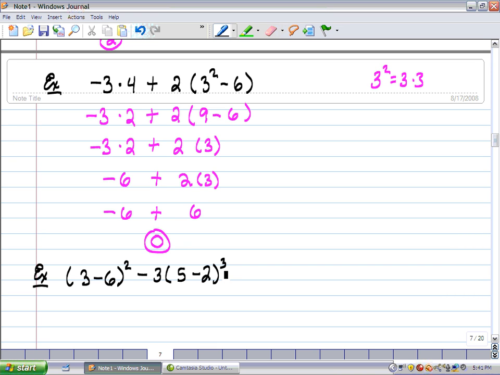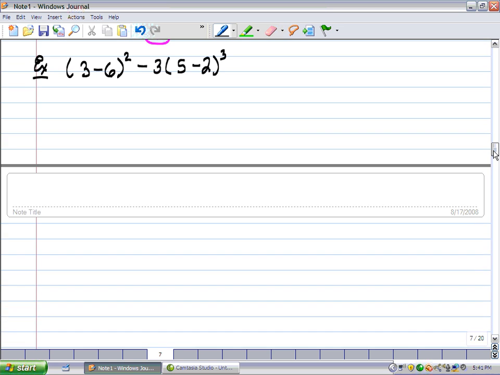Okay, so this one is open parentheses 3 minus 6, close parentheses, squared, or to the second power, minus 3, open parenthesis, 5 minus 2, close parenthesis, to the exponent third power. We call that cubed. So the second power is squared, to the third power is called cubed. Okay, so in this case we need to do what's inside these parentheses first.